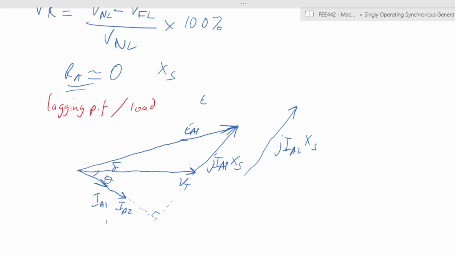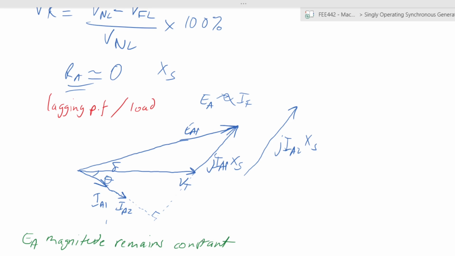So for this case, your load has suddenly increased, but IA remains constant. The value of EA, which is related to IF, has to remain the same because you have not touched anything on the field exciter. Okay, let's assume that we don't make any changes to the field exciter. So the magnitude of EA remains constant.